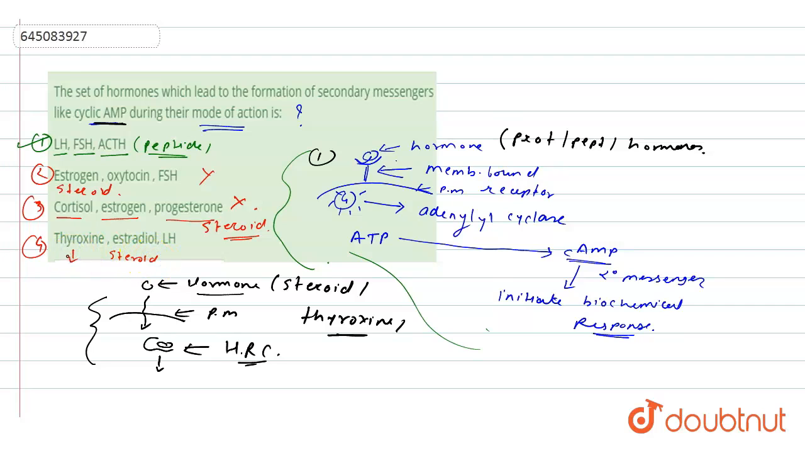Thyroxine is an amino acid derivative, but it won't activate cAMP. Okay, it won't form cAMP, so this also becomes the incorrect option. So the correct option here that will lead to formation of secondary messenger is the peptide hormones, which are your LH, FSH and ACTH.